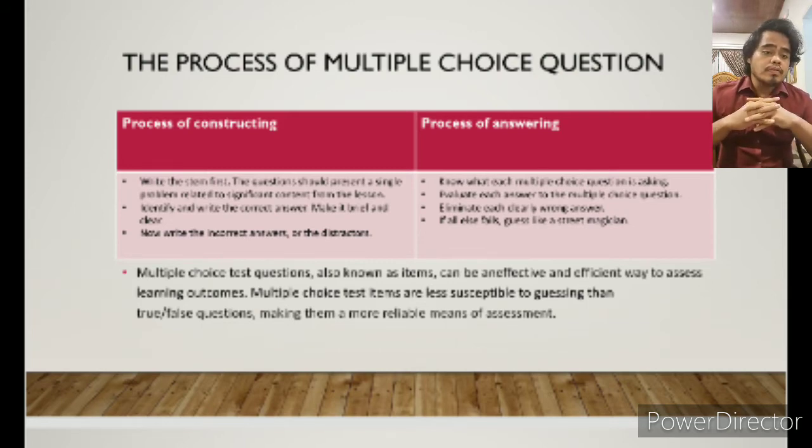So the process of answering: the person being tested must know what each multiple choice question is asking. For example, there are some questions that ask you about a topic, like sejarah, the story of Malaysia, and they will include some correct answers and some incorrect answers. So you must choose just either one or two correct answers.